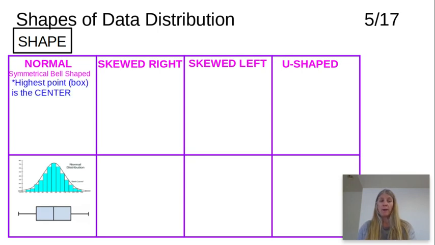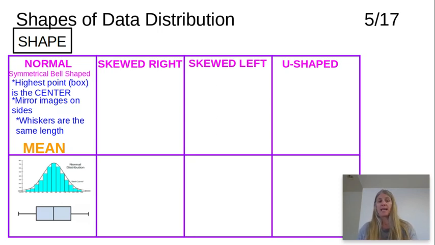Now the highest point is the center, and of course that median line is the center of the box in your box and whisker plot. It's a mirror image on both sides, and the whiskers are approximately the same length. If we're going to analyze this data, the best measure is the mean. So we'd add them all up together and divide by the number of items in order to find the average of this distribution.